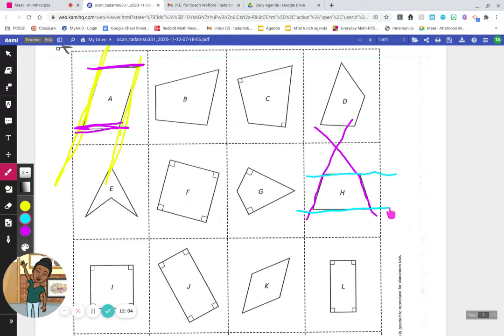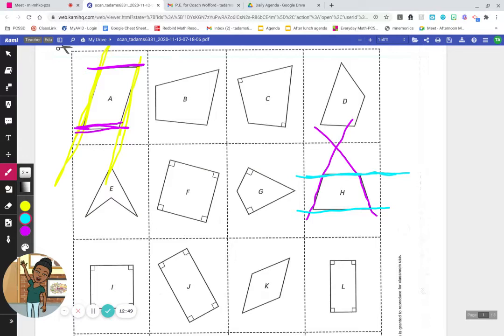Let's use teal this time. Using teal, going across. Oh, those lines look like they are parallel. These teal lines will never meet. I can draw and go on, and these lines will never meet on either side. Quadrilateral H has one set of parallel lines in teal and one set of intersecting lines in purple.